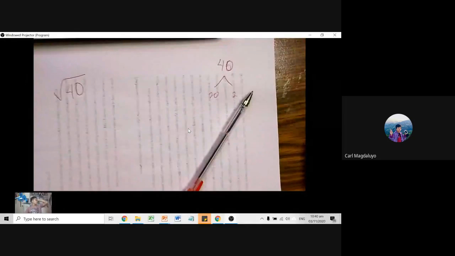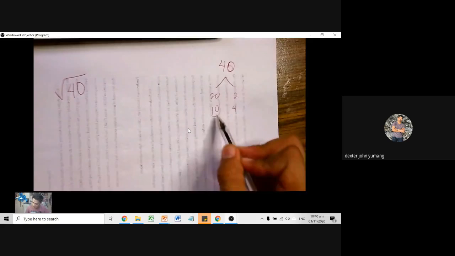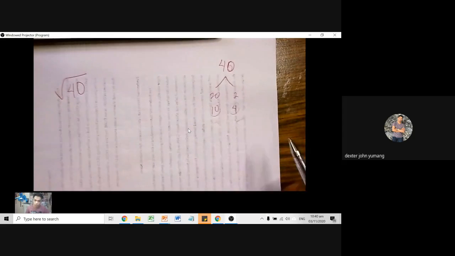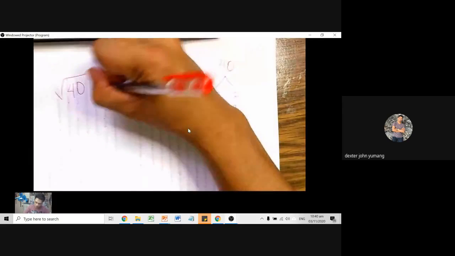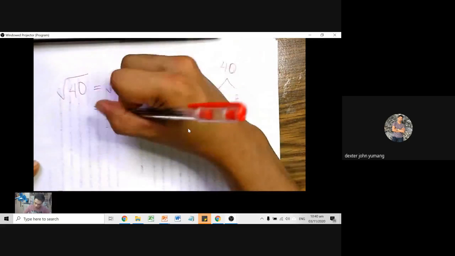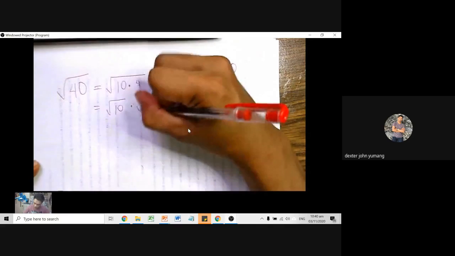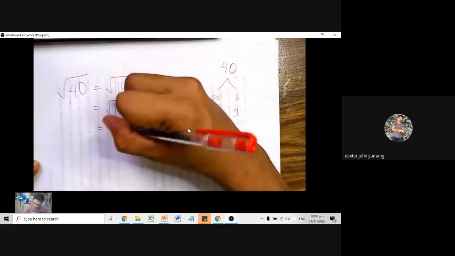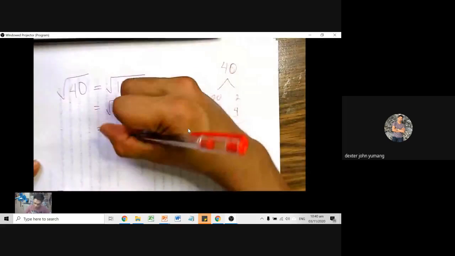10 times 4. So, yun po. Si 10, hindi. Pero si 4, oo. Tama? So, yun na po yung lalagay dito. So, we have 10 times 4. Ihiwalay, square root of 10 times square root of 4. Square root of 10 cannot be, so square root of 10 lang.